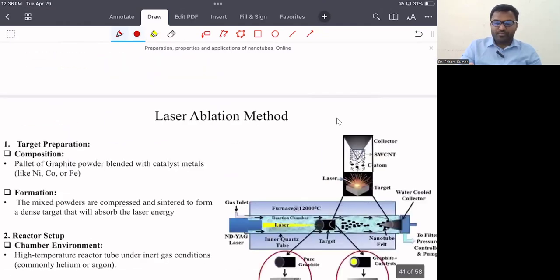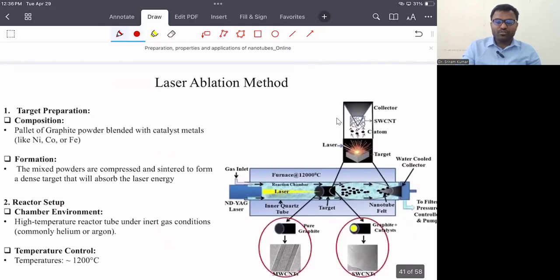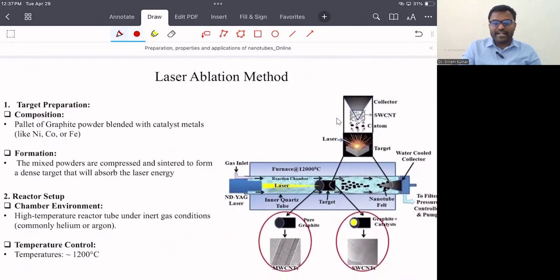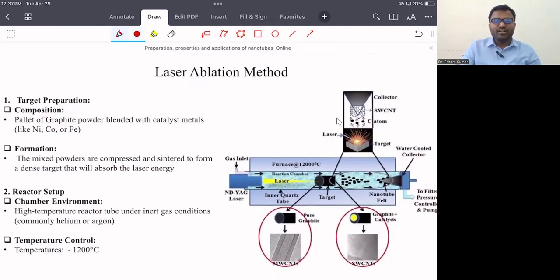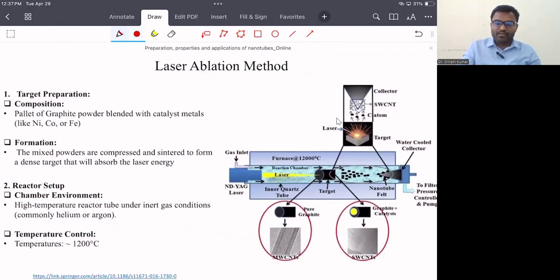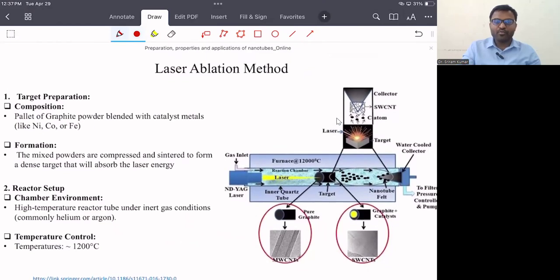Okay, so this is all about the arc discharge method. Now let's understand the synthesis of carbon nanotubes using the laser ablation method. In the laser ablation technique, we have 4 to 5 important steps.